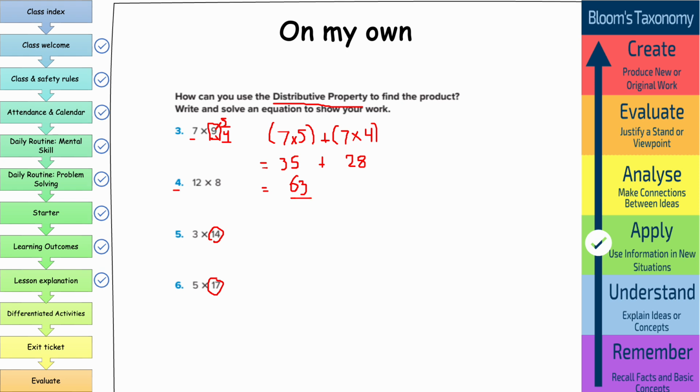Then you can solve question 4, 5, 6 the same way. Just decompose the biggest number to an easier, like break them to very easy numbers like 10 and 2 instead of 6 and 6.